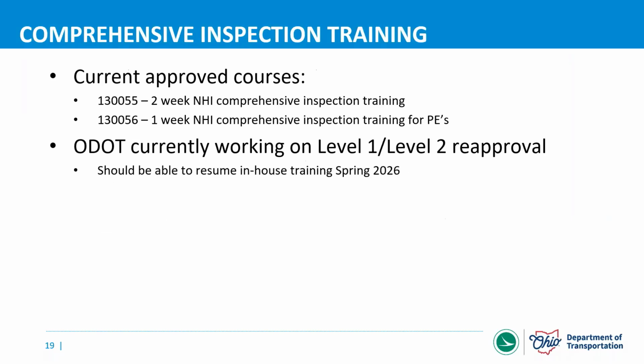So current approved courses for comprehensive inspection training, so in essence, the level 1, level 2. Currently, post June 6, 2024, the only approved courses for comprehensive training are the 2-week NHI and the 1-week NHI for PEs. Your level 1, level 2 is not invalid if you took it before June 6, 2024. We just can't continue to teach that course until we have updated it per SNBI and got it reapproved by Federal Highway.